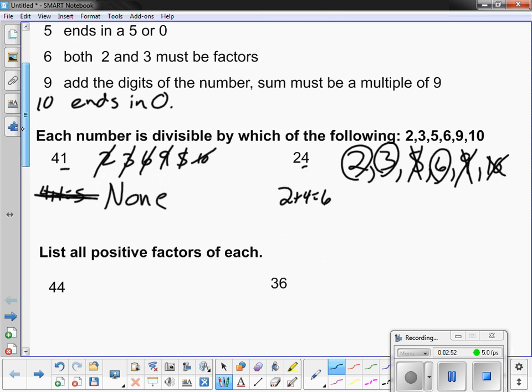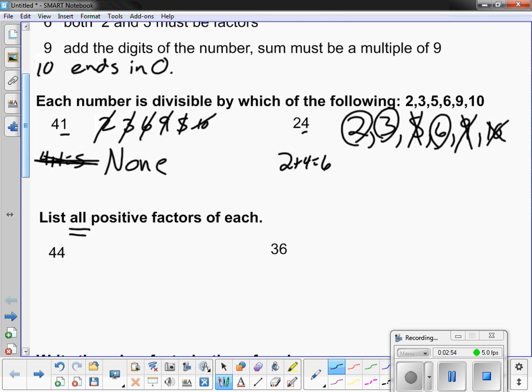Now the next set says list all the positive factors of it. Well, let's see, I start with 1. 1 is a factor of 44. It's an even number. 2 goes into it. 4 plus 4 is 8. 3 does not. 4 goes into it. Ends in a 4, so 5 doesn't go into it. Does 6 go into it? No, because 3 didn't go into it.